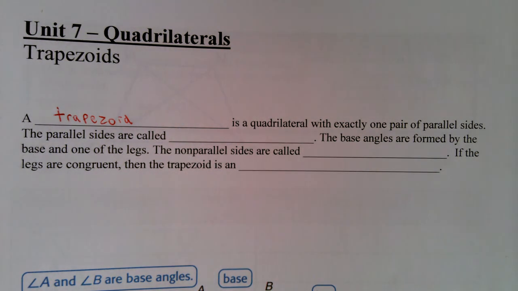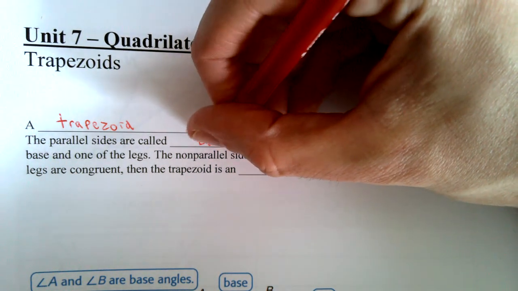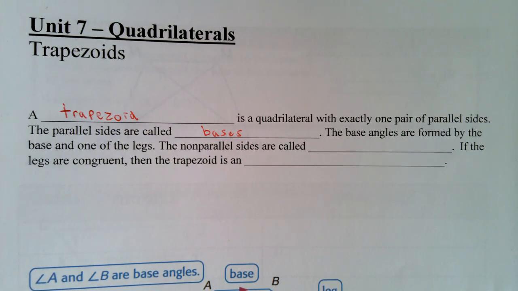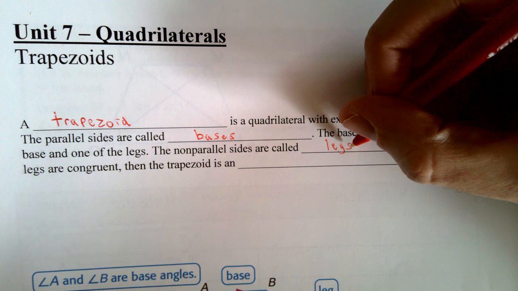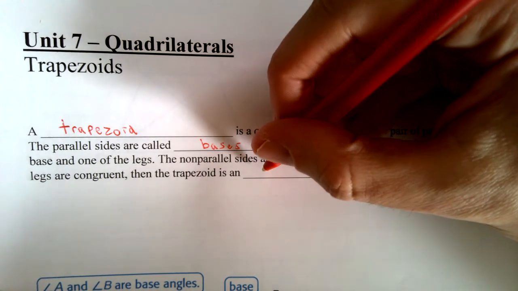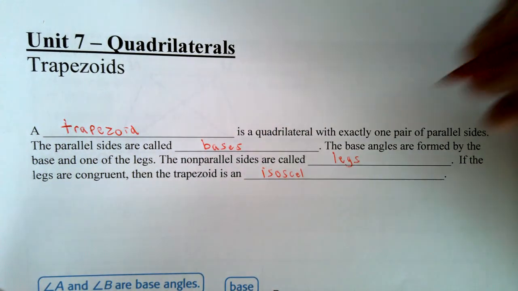The parallel sides are called the bases. The base angles are formed by the base and one of its legs. And the non-parallel sides are called legs. We'll look at a diagram of these in a minute. If the legs are congruent, then the trapezoid is called an isosceles trapezoid. That's if the legs are congruent.